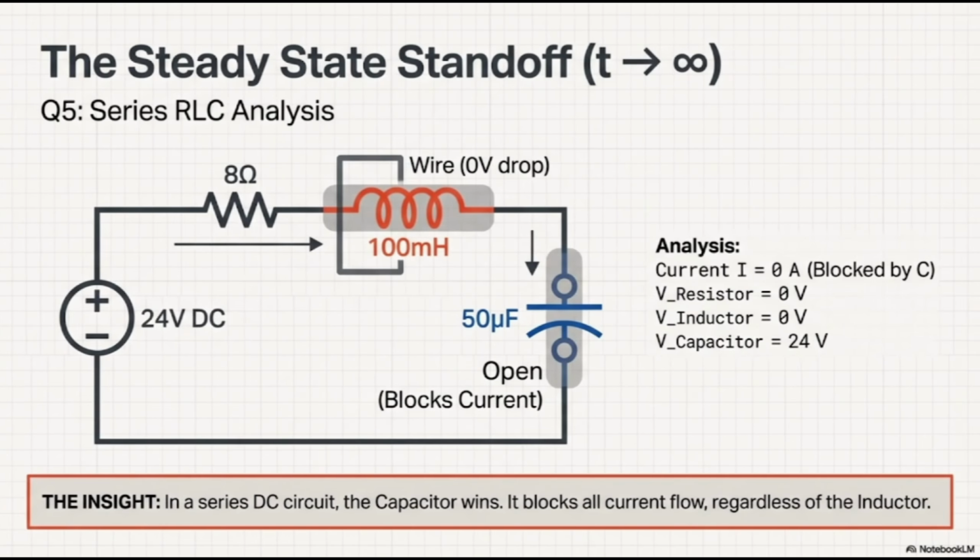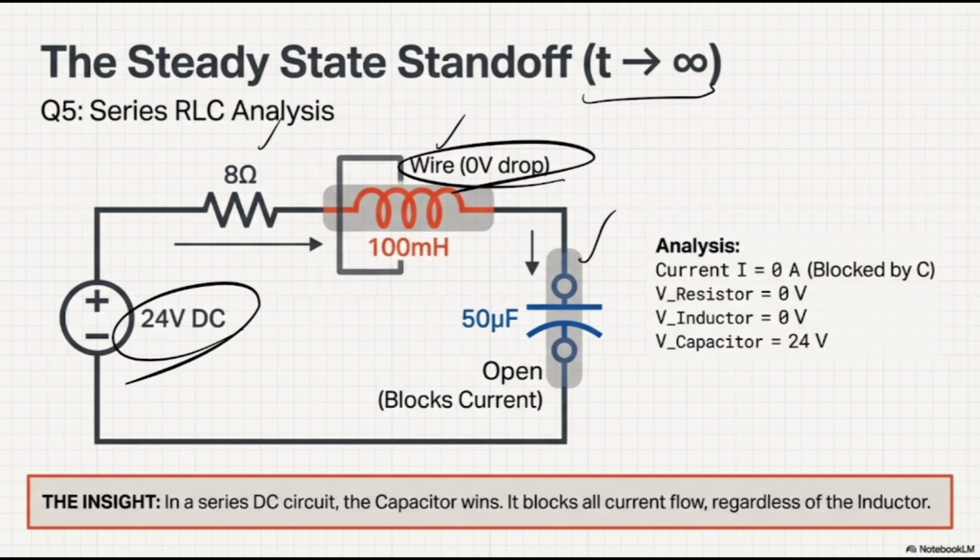So what would happen if I do have the combination, or the series RLC, the combination of all of them? I do have my inductor, I do have my capacitor, I do have my resistor, and I do have 24 volts. At this point, we would like to see what would happen at t equals infinity. Your inductor is going to act as a wire, so zero voltage drop, but your capacitor is going to act as an open circuit, so no current would pass through that.